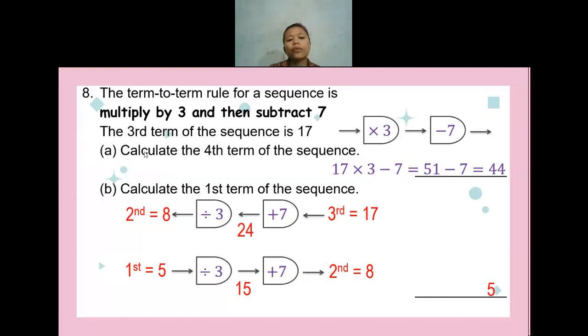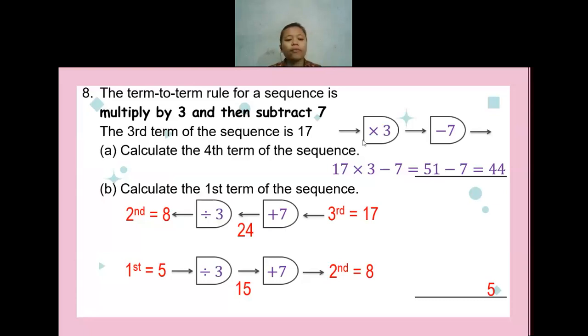In here we already have the third term, which is equal to 17, and we are going to find the fourth term. We just follow the rule given. To find the next term, we multiply the previous term by 3 and then subtract 7. The previous term is 17. 17 times 3 equals 51. 51 minus 7 equals 44. Is it clear enough for question 8a before I move to 8b?